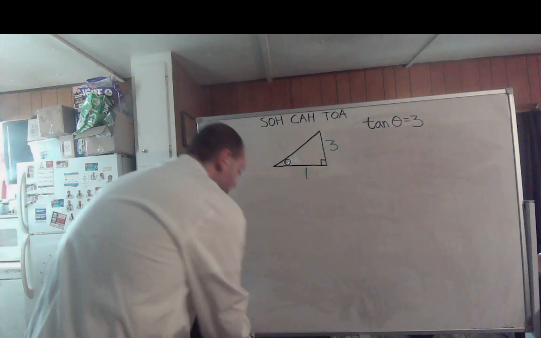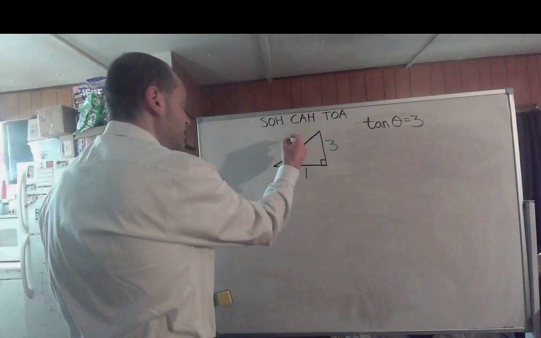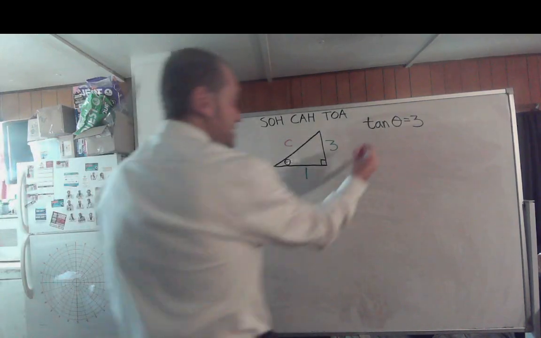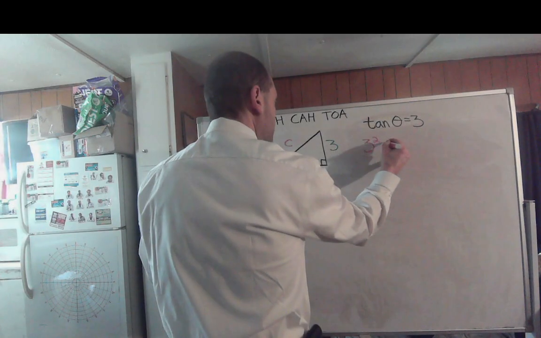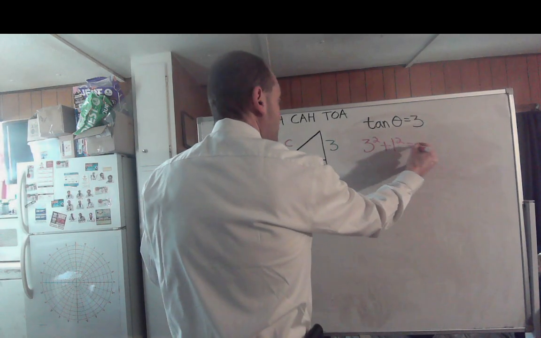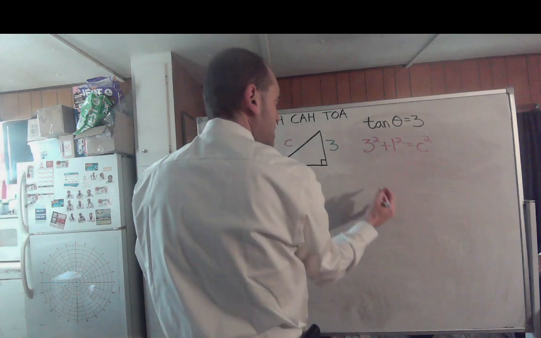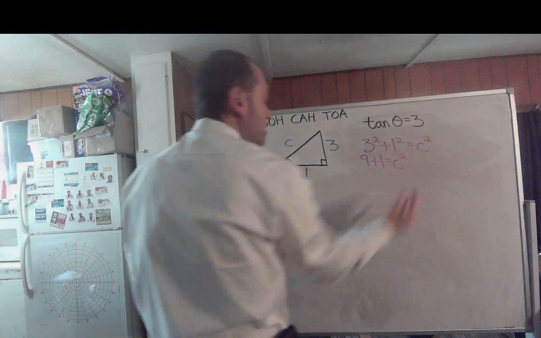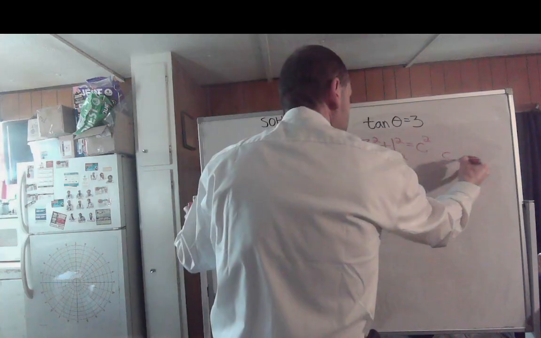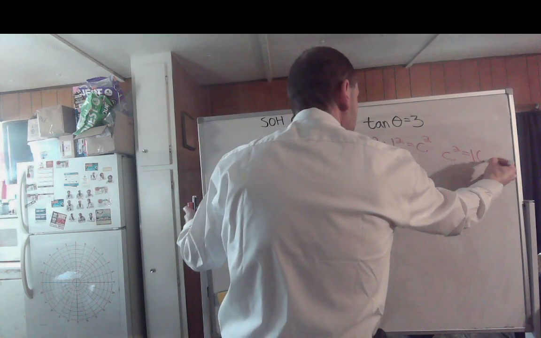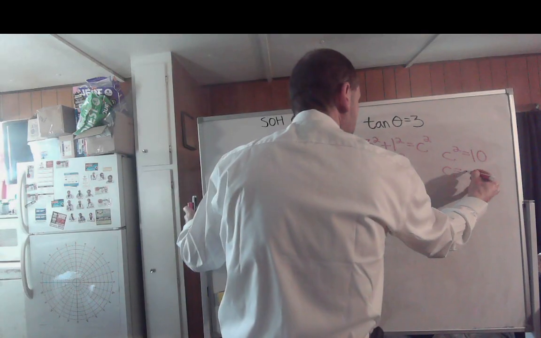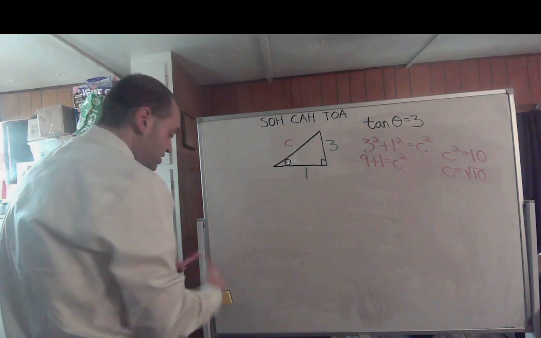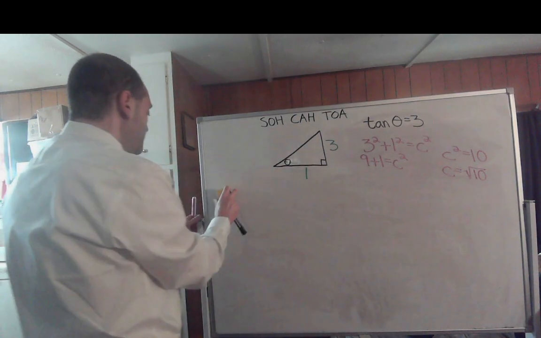So let's go ahead and look for that. We'll call this leg C, the hypotenuse. So that means then that 3 squared plus 1 squared equals C squared. So that would mean 9 plus 1 equals C squared. Well, that's going to go to C squared equals 10. So C would have to equal the square root of 10. So your hypotenuse is actually going to have the length of the square root of 10.